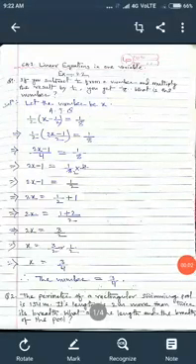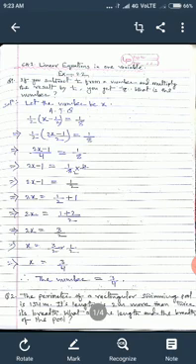Good morning, students. Today I start linear equation in one variable. Exercise 2.2. This exercise is totally based on word problems of linear equation. Now see question number 1.